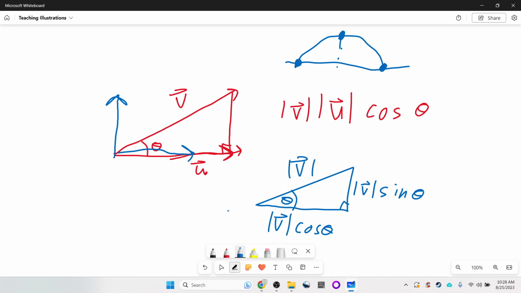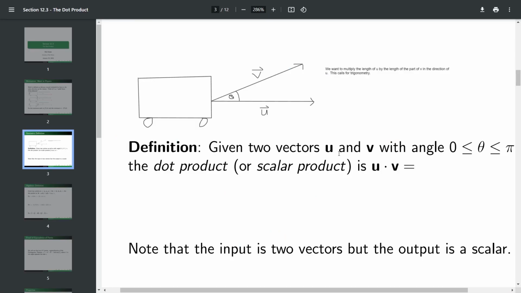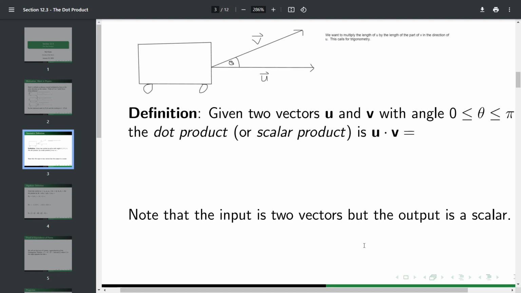Now, the thing to remember about this is that the dot product takes in two vectors, but the output is a scalar. So if you ever see a question asking what's the dot product of a scalar and a vector, that's a meaningless question. In some of the homework, it asks which of these is meaningful. If it's like 2 dot u, that doesn't mean anything. Both inputs have to be vectors, but the output is always a scalar. So just a number.